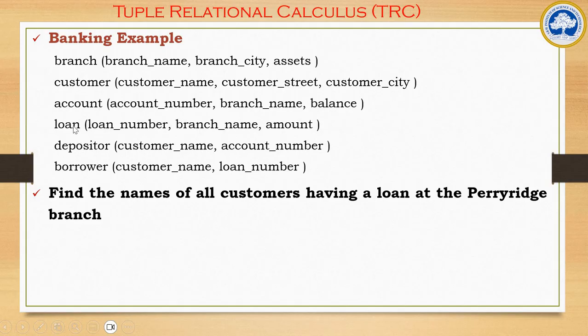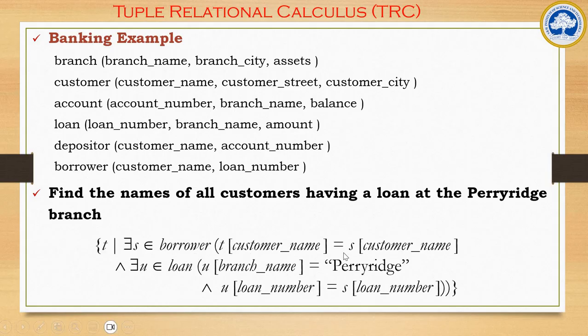So from these two tables, we are extracting the customer names of those who are taking the loan at the Perry Ridge branch. First we retrieve the customer name from the borrower, and then we retrieve the branch name, Perry Ridge, for those taking the loan. Then we match the branch name and customer name, and finally we get our results.